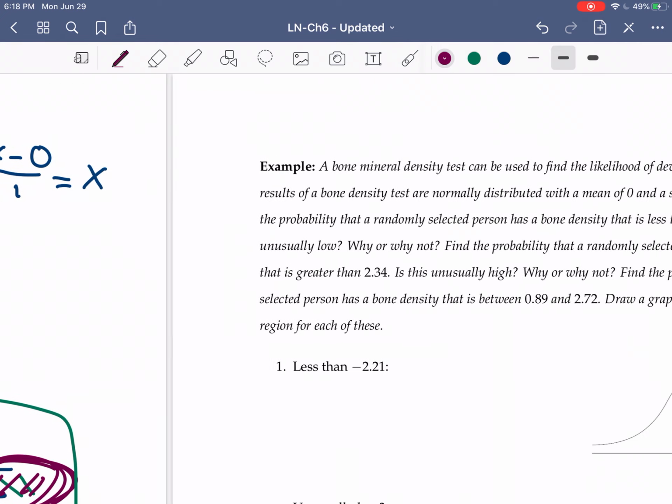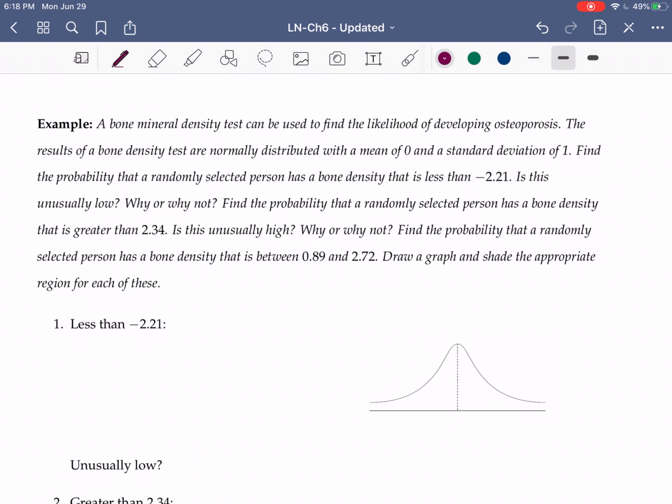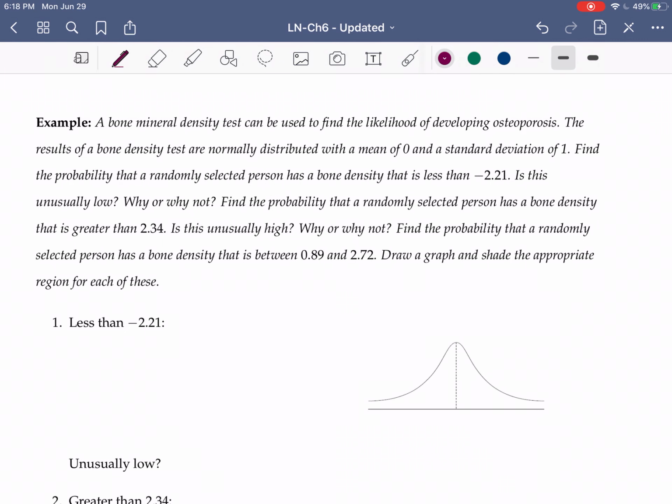So let's look at our example. A bone mineral density test can be used to find the likelihood of developing osteoporosis. The results of the bone density test are normally distributed. So how do we know it's a normal distribution? Because in the problem it says it is normally distributed. So it's normally distributed, has a mean of 0 and a standard deviation of 1. So that tells us that we have a normal distribution, but more than that, we have a standard normal distribution.